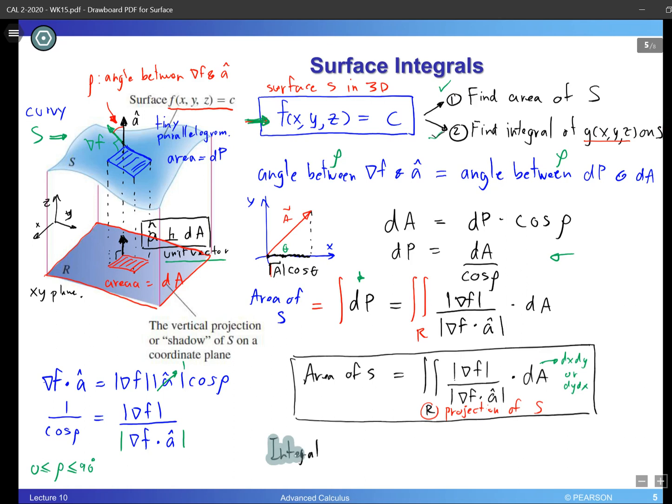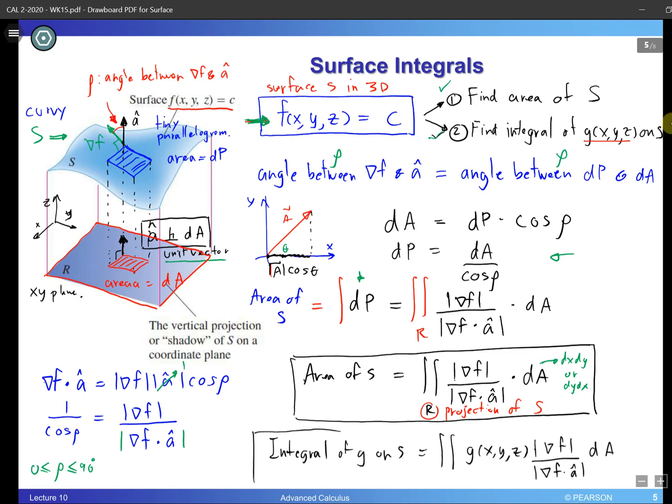Okay, let me fix this. I'm sorry. Integral of g on S equals the double integral. And let's add g to here. g of x, y, z times the same terms: the absolute value of the gradient of f divided by the absolute value of the gradient of f dot a hat. Alright, and times dA right here. And let's put a box on this one. Second formula.